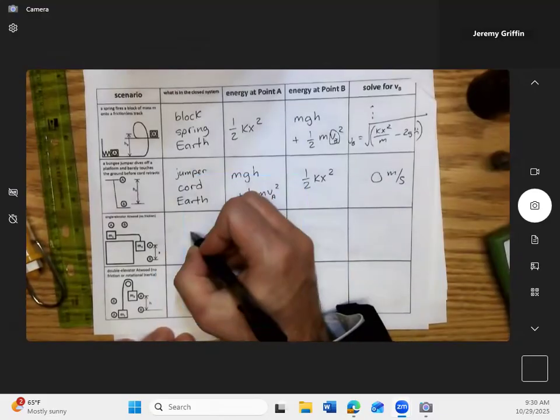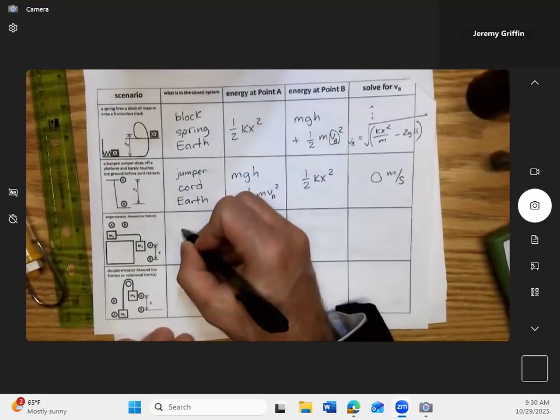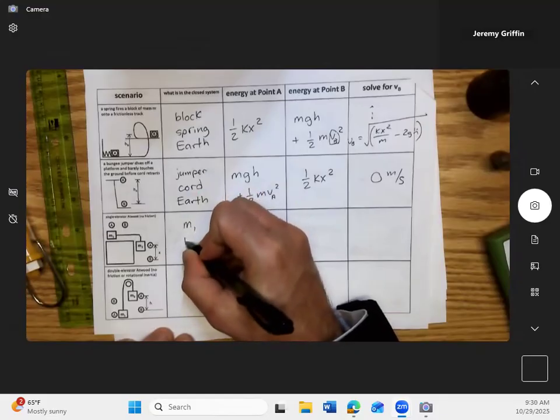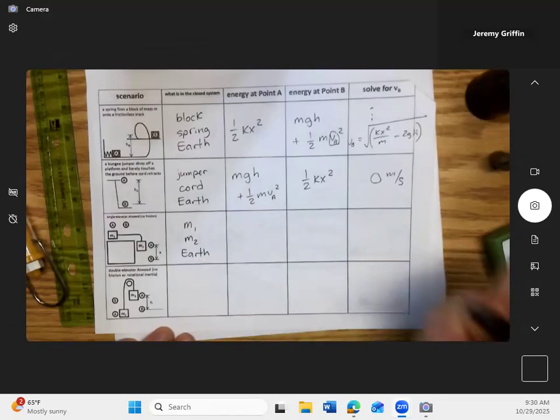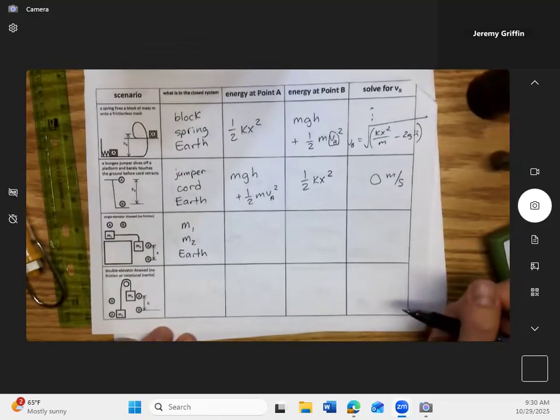Okay, so what do you want to include in the system here? Both Atwood and elevator at the same time. For this Atwood, what's in the system? M1, M2, and the Earth. Yeah, that's it. M1, M2, and the Earth. That's all that matters.